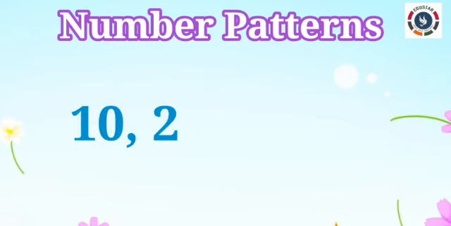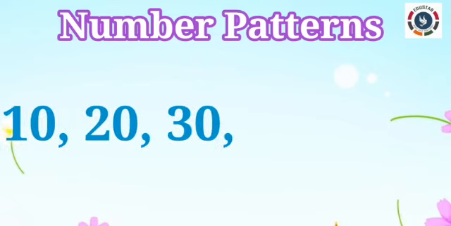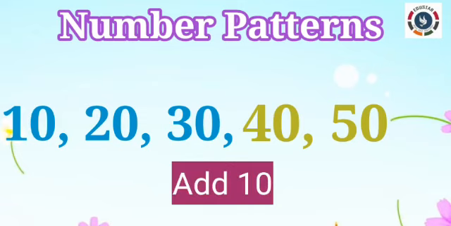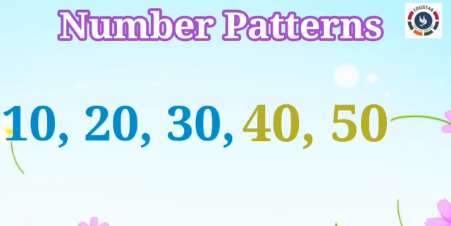Then 10, 20, 30 forms a number pattern. What is the next number? Yes, 40. After that, 50. How did we get these numbers? Yes, we added 10 to the last number, that is 30. So we got 40 and we added 10 to 40. So we got 50.